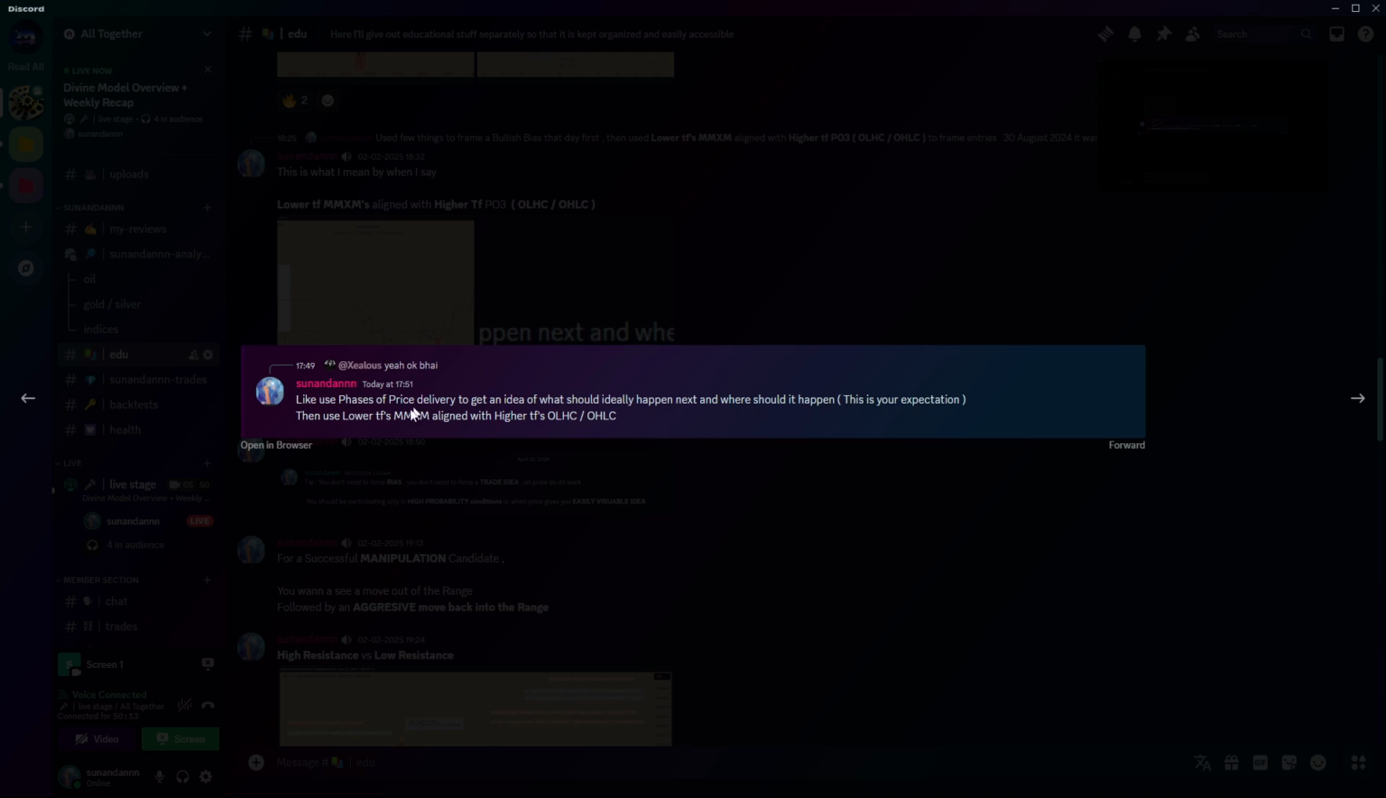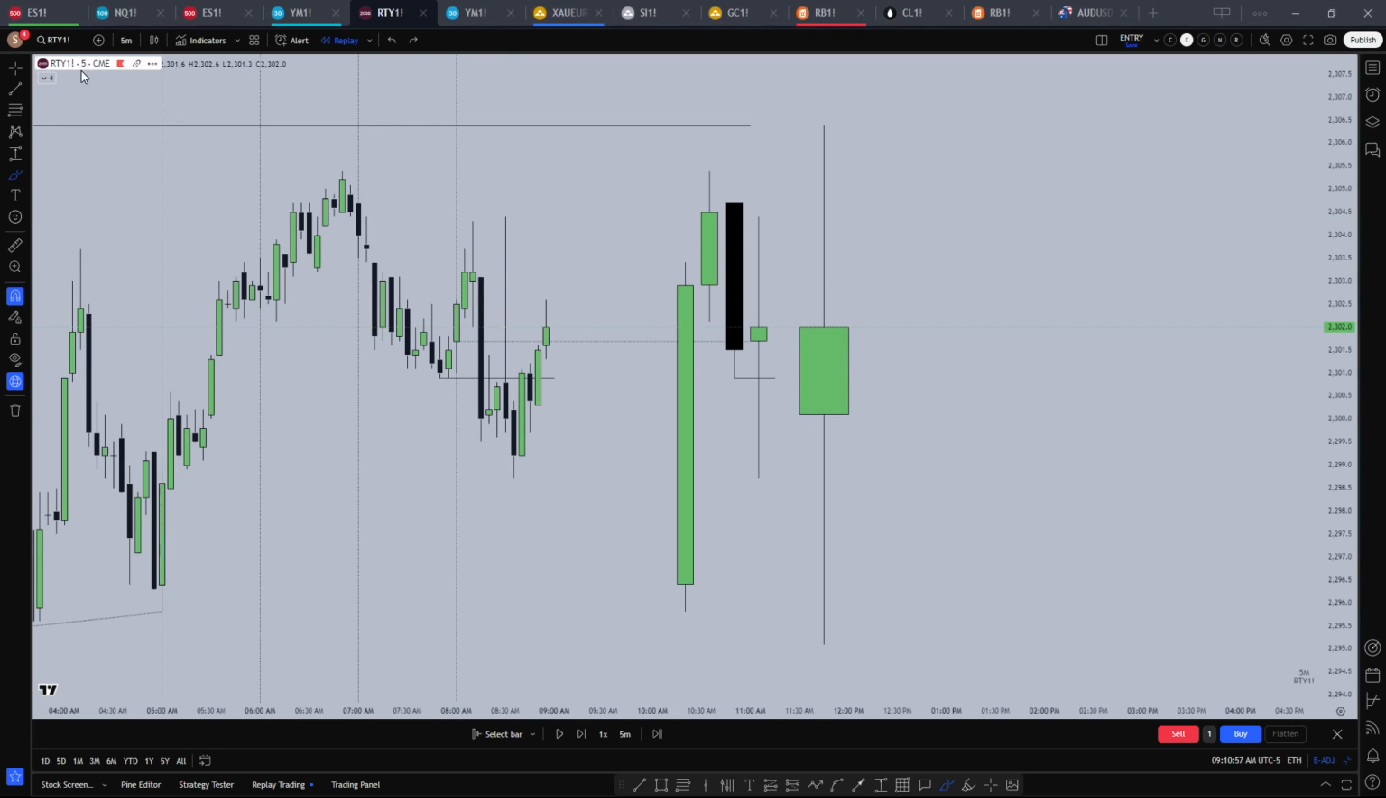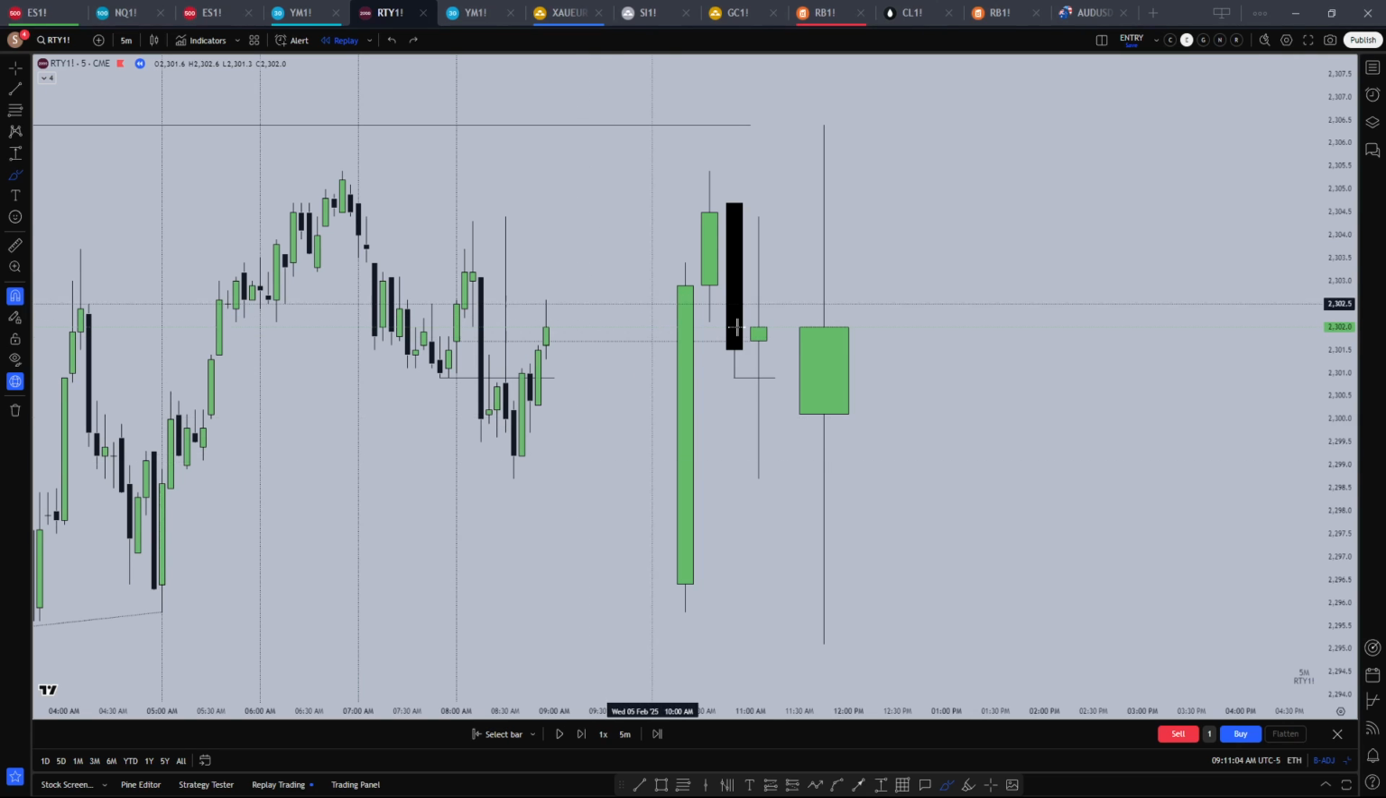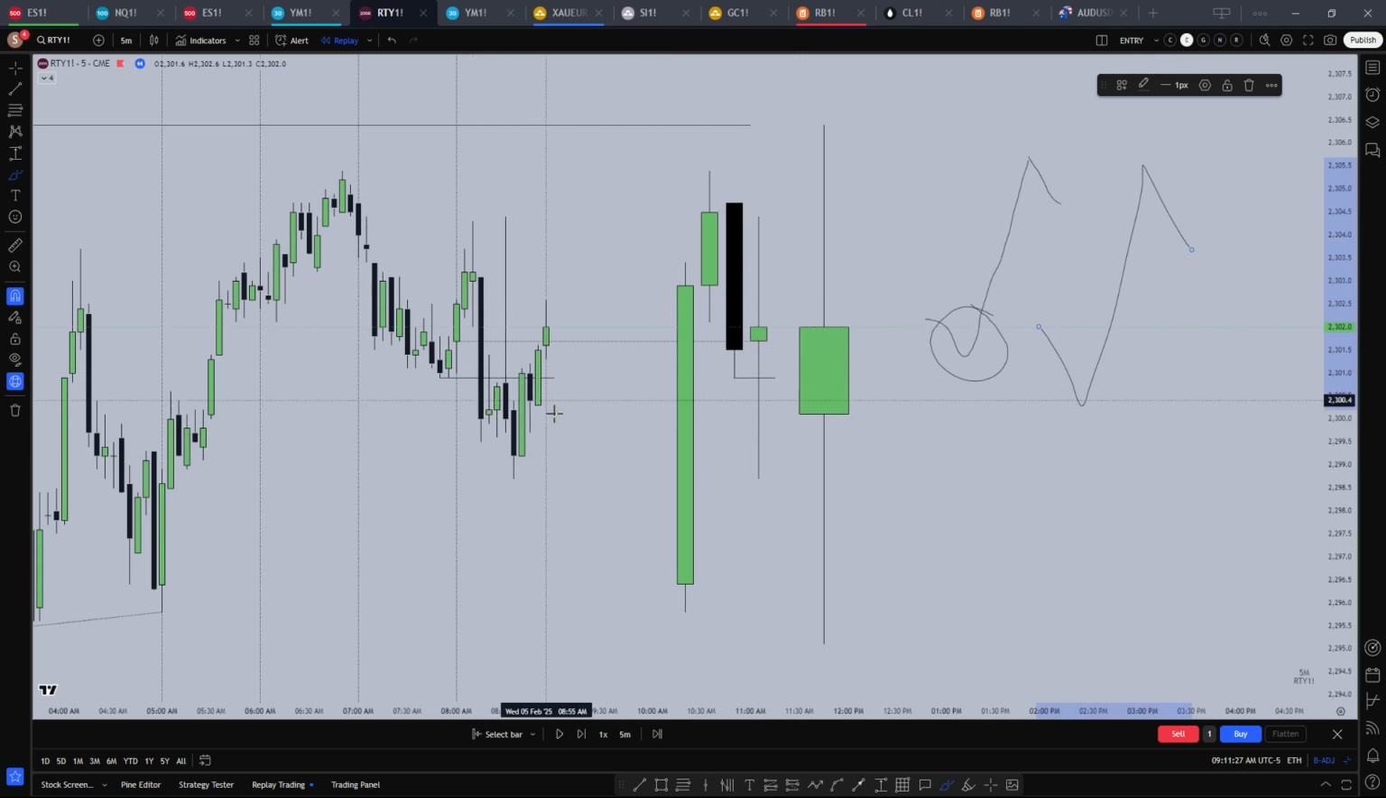Then use low time frame exam. Low time frame exam 3 minute, 5 minute, aligned with high time frame OLHC. What is my expectation now? 9 AM continuation. 9 AM continuation higher. I am bullish biased for the 9 AM candle. So I am expecting 9 AM open low high close. So this is high time frame OLHC. I am having an expectation for high time frame OLHC, open low high close, aligning this with low time frame exam.